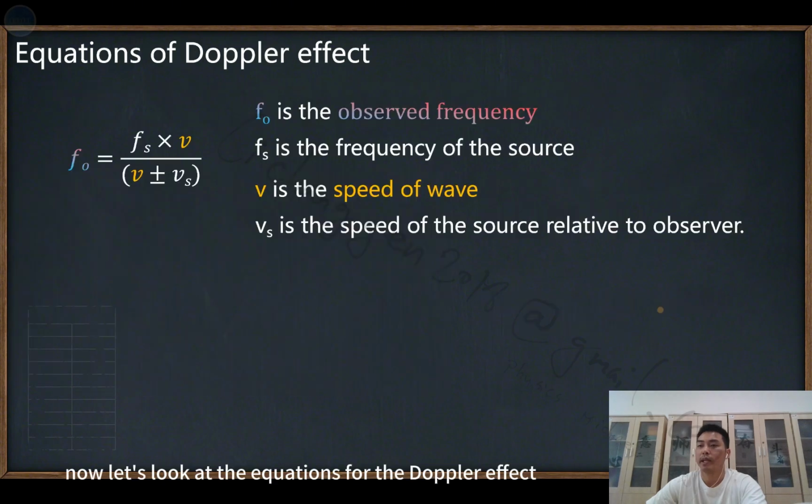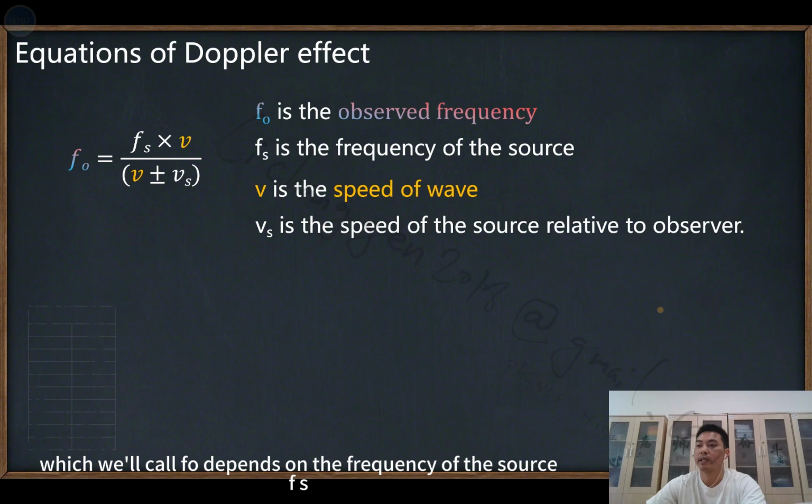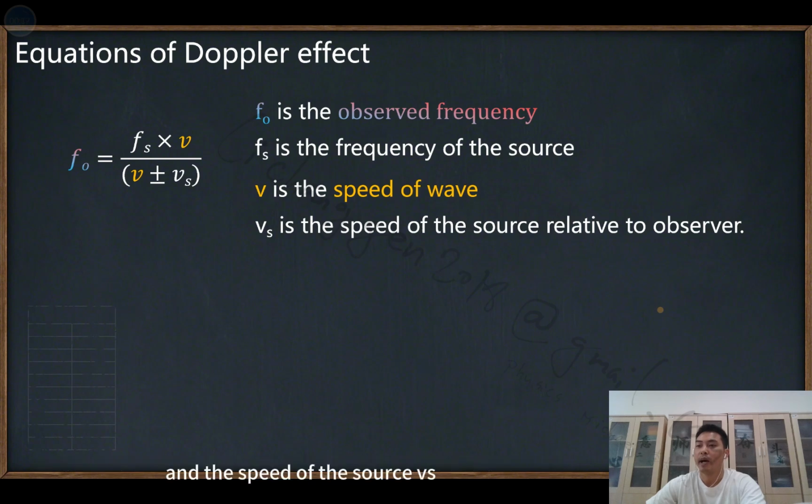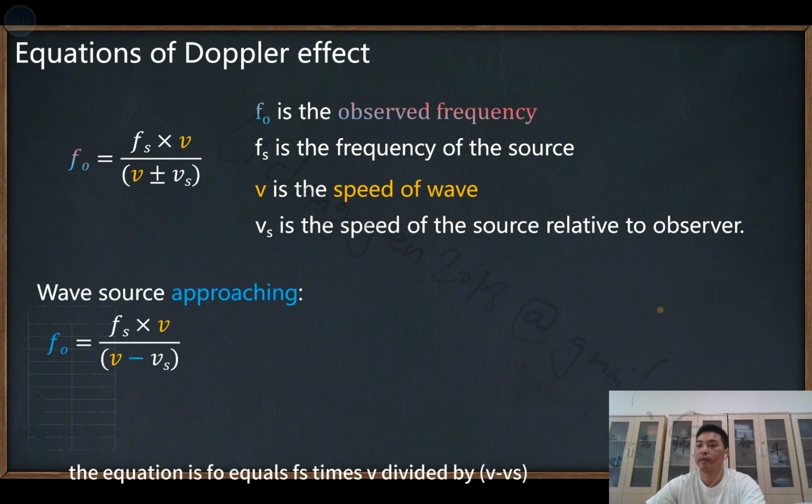Now let's look at the equations for the Doppler effect. The frequency you hear or observed, which we will call Fo, depends on the frequency of the source, Fs, the speed of the wave, v, and the speed of the source, Vs. If the source is moving towards you, the equation is Fo equals Fs times v divided by v minus Vs. If the source is moving away, the equation is Fo equals Fs times v divided by v plus Vs.